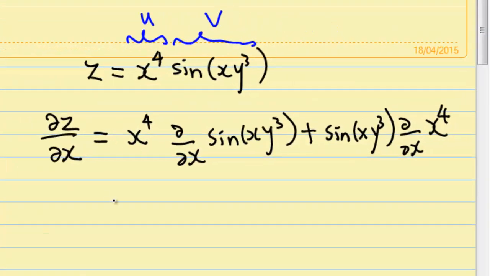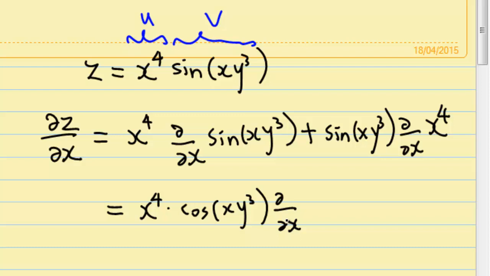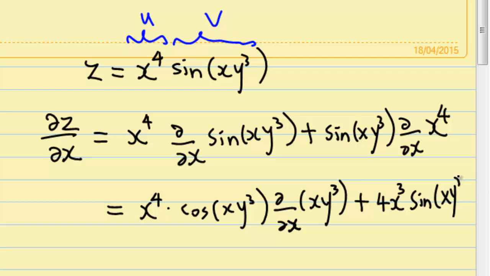So, coming back to dz dx here, we have x power 4 times differentiation of sine xy cubed. You should get cosine xy cubed and then differentiate xy cubed with respect to x. Whereas the second term, differentiate x power 4 with respect to x, you get 4 times x power 3, then sine of xy power 3.